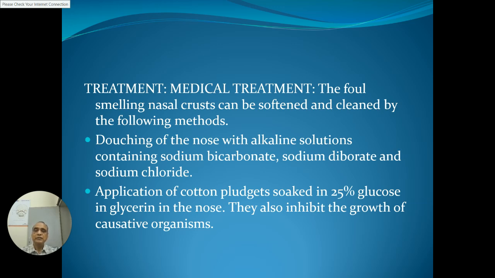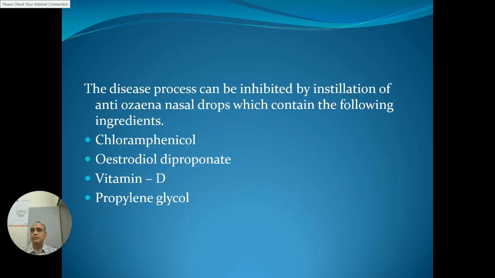Application of cotton pledgets soaked in 25% glucose in the nose after the irrigation is usually recommended. They also inhibit the growth of the causative organisms, because glucose is hygroscopic, which will maintain moisture, which in turn is a hostile environment to the causative bacteria. Otherwise, they call it 20% glucose in glycerin tampons to be kept in the nose. Thereby, we are inhibiting the growth of the causative organisms, which are saprophytic in nature.